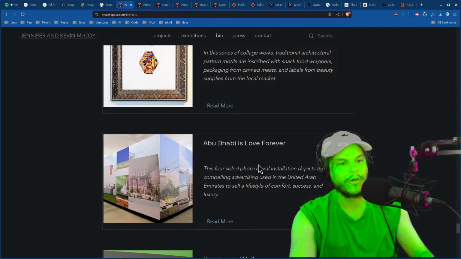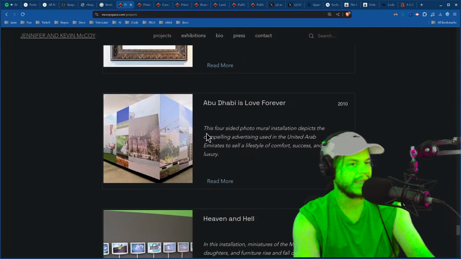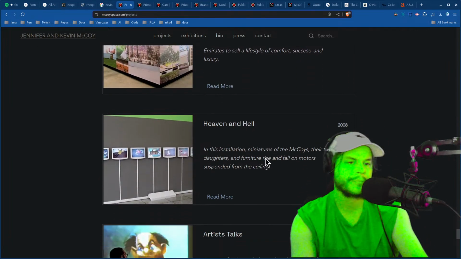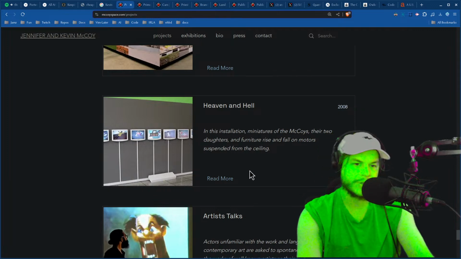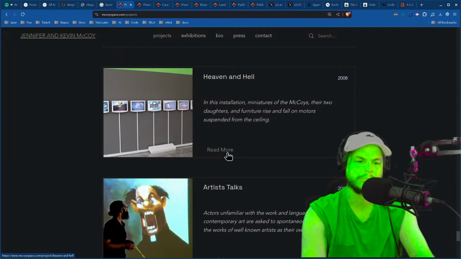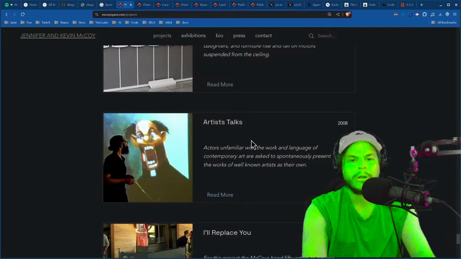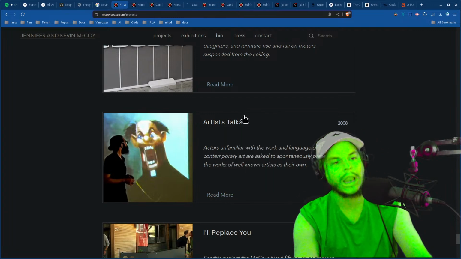This four-sided photo mural installation depicts the compelling advertising used in the United Arab Emirates to sell a lifestyle of comfort, success, and luxury. Heaven and hell. In this installation, miniatures of the McCoys, their two daughters, and furniture rise and fall on motors suspended from the ceiling. Artist talks. Actors unfamiliar with the work or language of contemporary art asked to spontaneously present the works of well-known artists as their own. Love that.